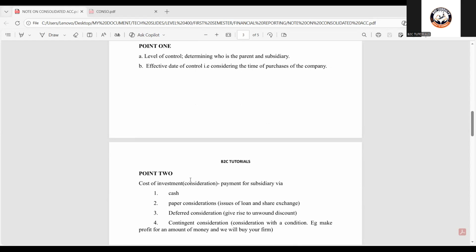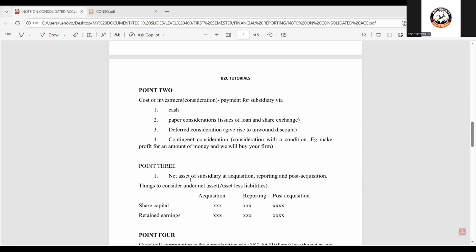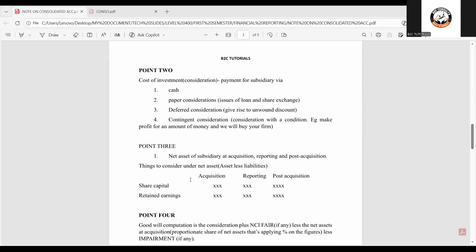The second one is to look out for your cost of investment in the question. And yesterday we went through the cost of investment, such as your consideration. We went through a lot and then we realized that we have four or five types of consideration: your cash, your loan, the share exchange, the deferred considerations. We have the contingent consideration. I explained all these in the video yesterday. Point three is to look out for our split. We call it the split, or net assets, of the parent or the subsidiary. So you'll be doing the net assets of the subsidiary, normally called split.